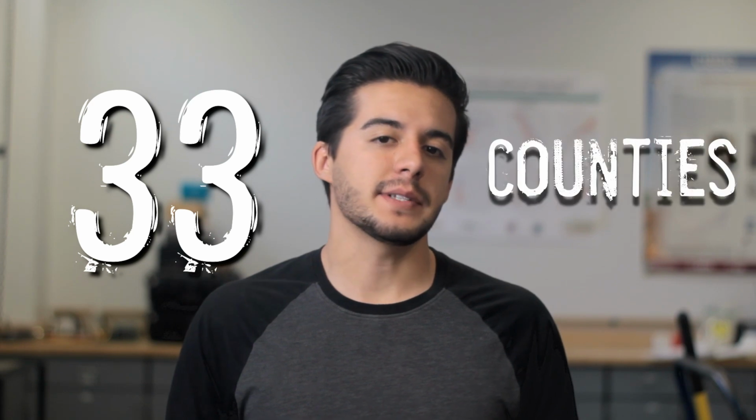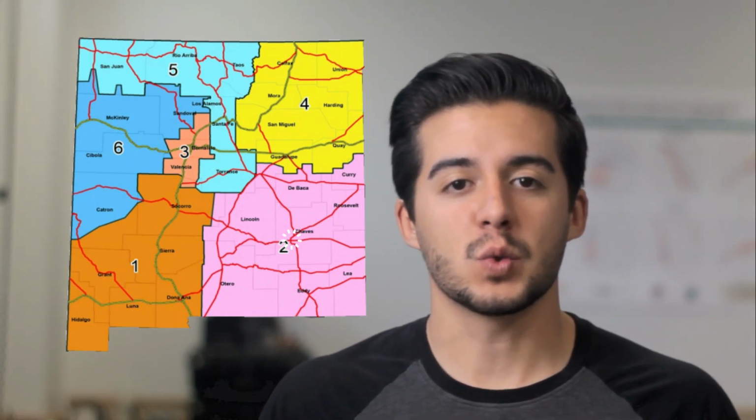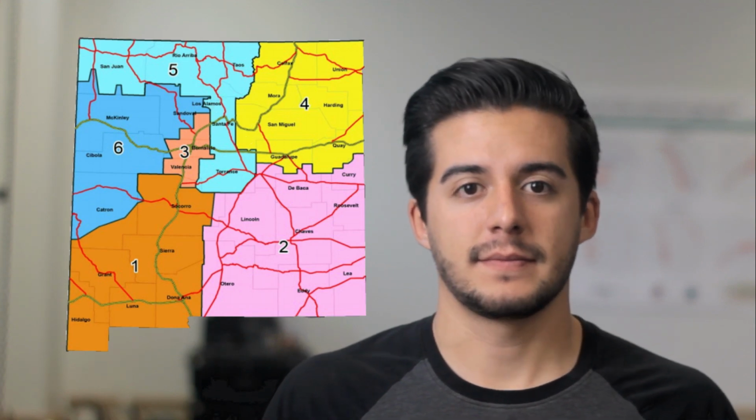Another important thing to know is how the state of New Mexico is divided. There are 33 counties, but as inspectors, we will follow the division set by the NMDOT. There are 6 districts in total, with offices in Deming, Roswell, Albuquerque, Las Vegas, Santa Fe, and Milan.